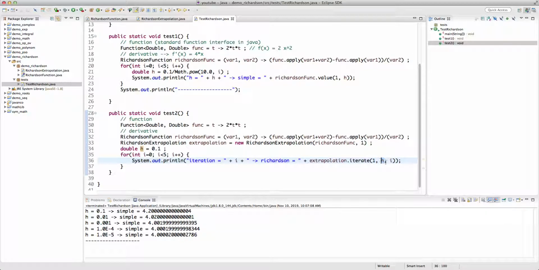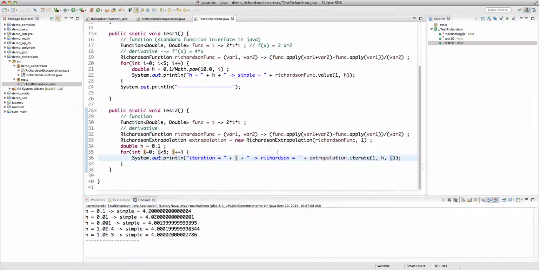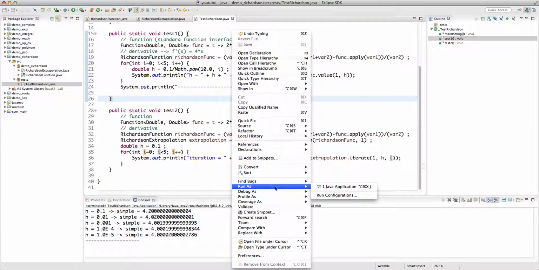So h here is fixed, unlike the previous example, but the I is changing, the order of recursion is changing. So obviously when I is 0, we get exactly the same result as before, right? Because the Richardson functions are the same. But then when I becomes 1, our error should reduce. And here you will see that it doesn't just reduce by an order of magnitude, it actually reduces by more than that.